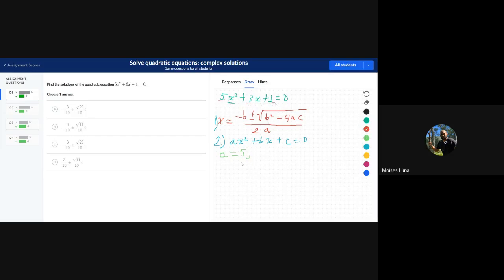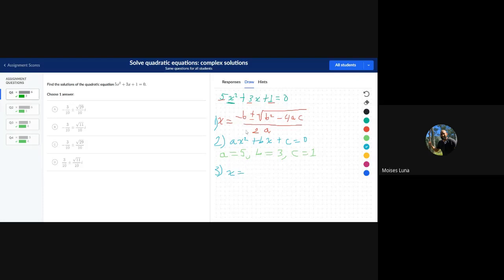All right. A equals 5, B equals 3, and C equals 1. All right. So once you have determined the coefficients, you just plug in what you have in the formula. All right. So x equals, and well, I'll do this part here and then I can delete if I don't.